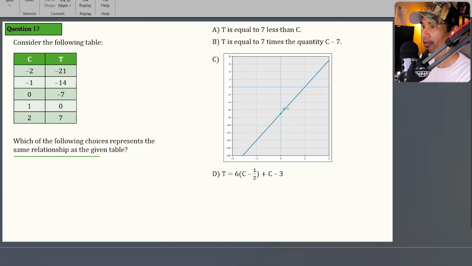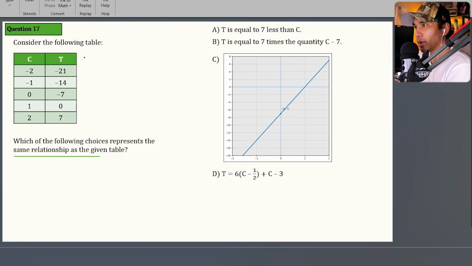Okay. Next, consider the following table. Now, my nose is starting to itch because we've been working at this for so long. We are at 1 hour and 30 minutes of recording. Okay, consider the following table. We have C and T, which is just X and Y. I did this to confuse you guys, and I will confuse myself now.